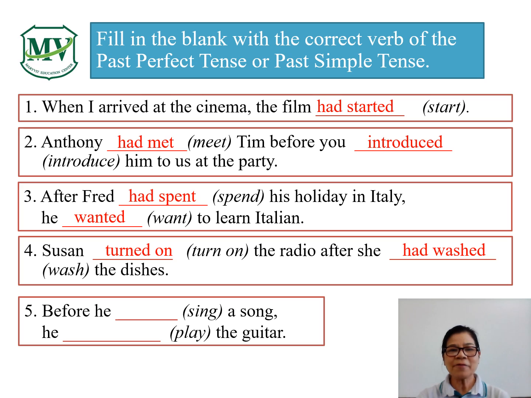For number 5, before he blank sing a song, he blank play the guitar. There are 2 events in this sentence. Starts with the second event, that we use the past simple tense, sang. Next is for the first event. We are going to use the past perfect tense, he had played. Before he sang a song, he had played the guitar.